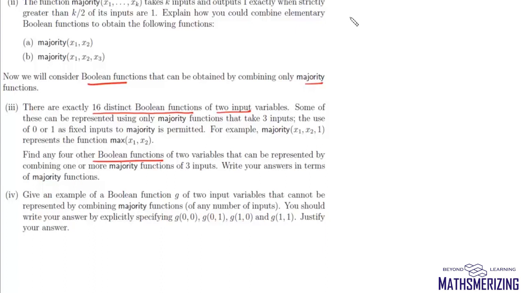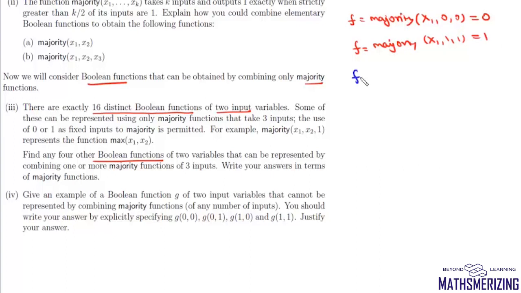Now we can define very elementary functions such as the constant function, where the value of the function is 0. So we can define a function f which is majority of x1, 0, 0. This function will always take the value 0. And we can define another constant function which is 1. We can take it as majority of x1, 1, 1. Its value will always be 1.